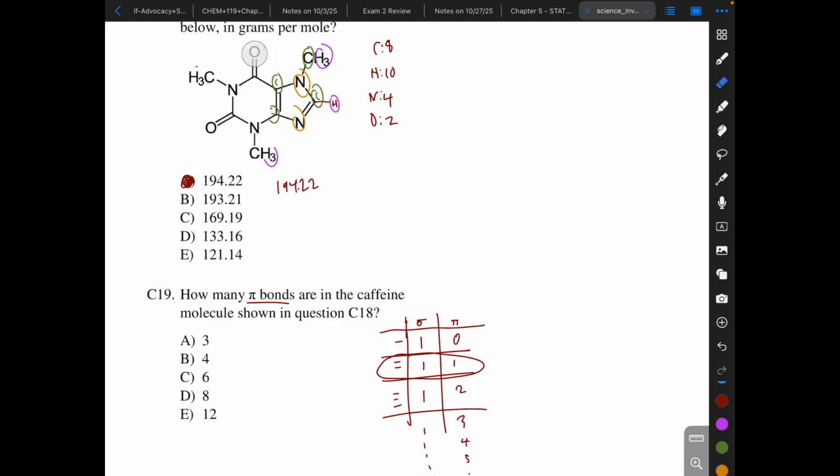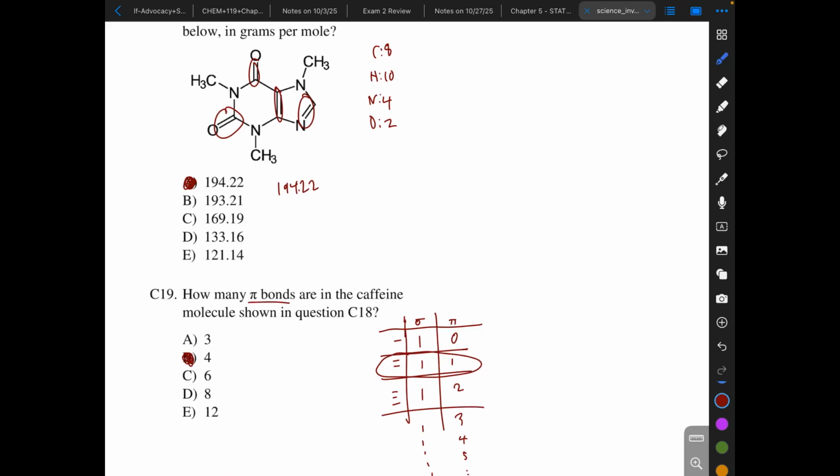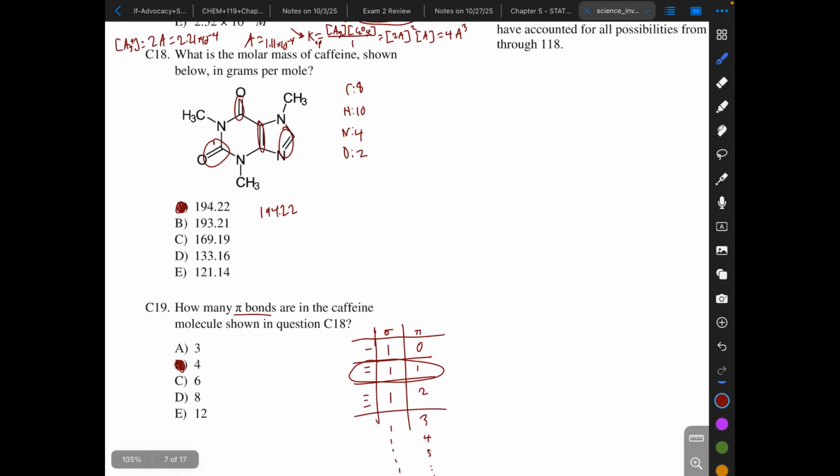So if I get rid of all this, how many double bonds do we have? We have 4 double bonds. So that means we should be having 4 pi bonds. So the answer to number 19 would be 4.